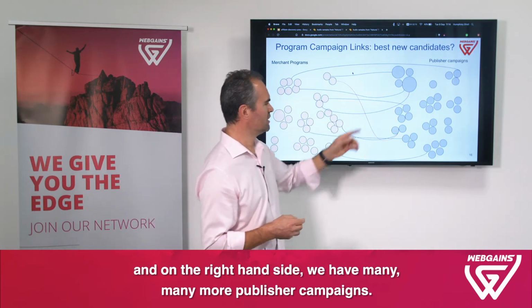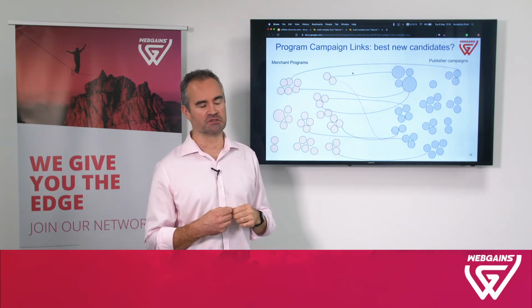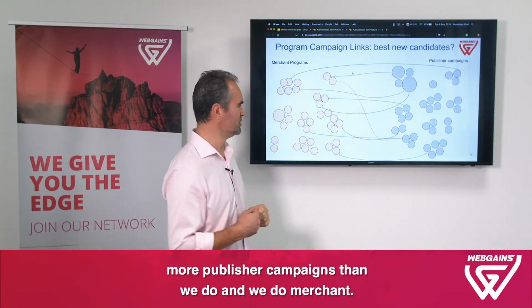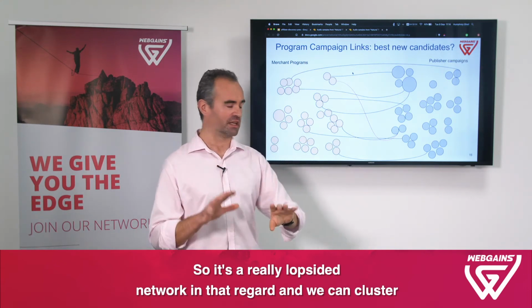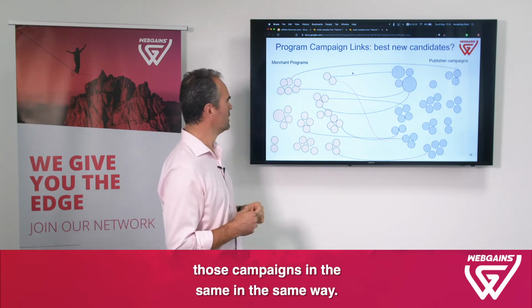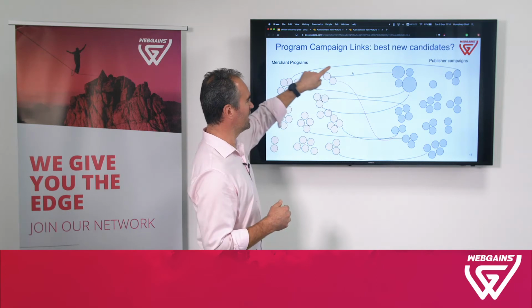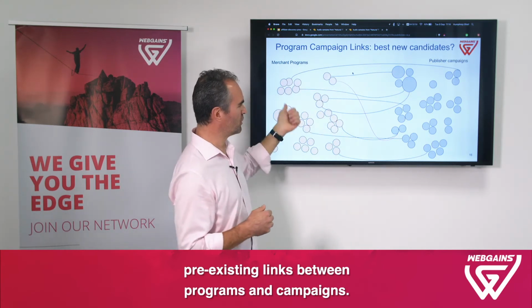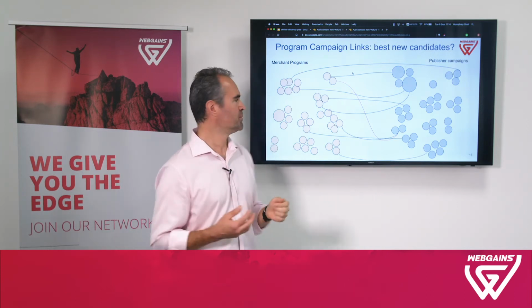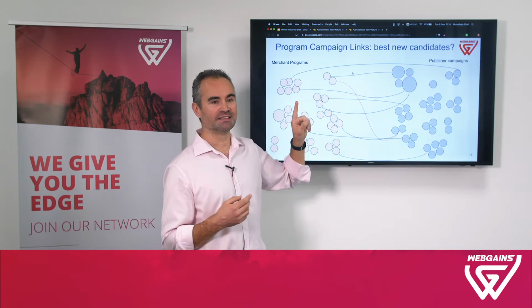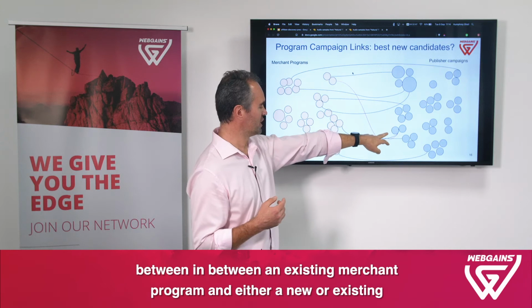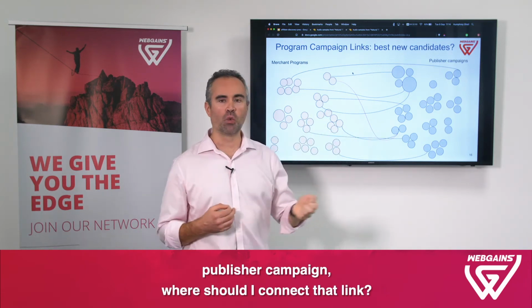And on the right-hand side, we have many, many more publisher campaigns. We have about 2 orders of magnitude more publisher campaigns than we do merchants. So it's a really lopsided network in that regard. And we can cluster those campaigns in the same way. And so these black lines indicate pre-existing links between programs and campaigns. And so in a nutshell, here's the challenge for affiliate discovery. If I'm going to create one new link between an existing merchant program and either a new or existing publisher campaign, where should I connect that link?